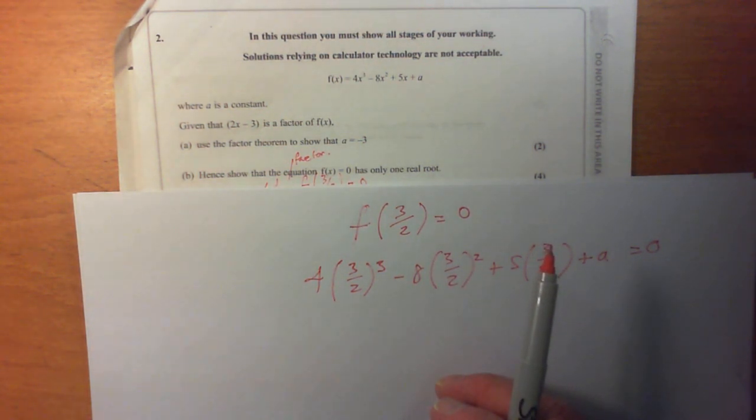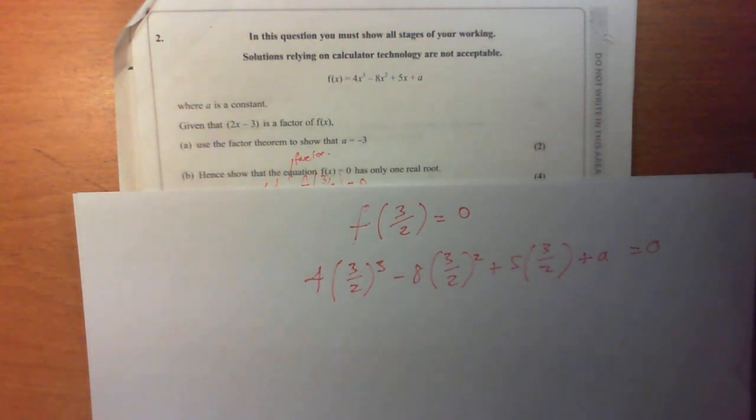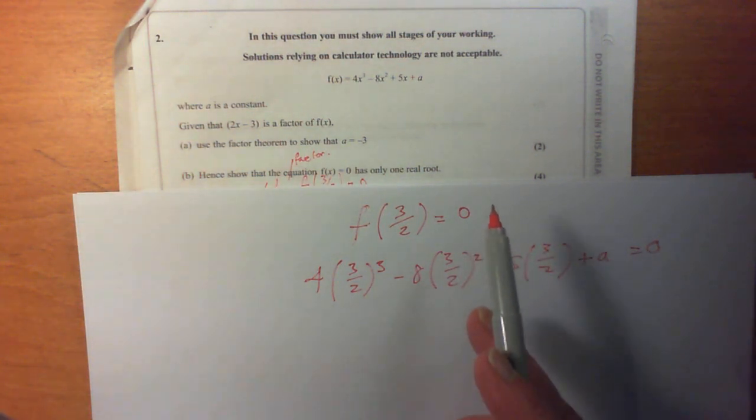Sorry, just let me have a look here. So you show that the quadratic has no real roots, and therefore the only real root is the one that you're actually given originally.